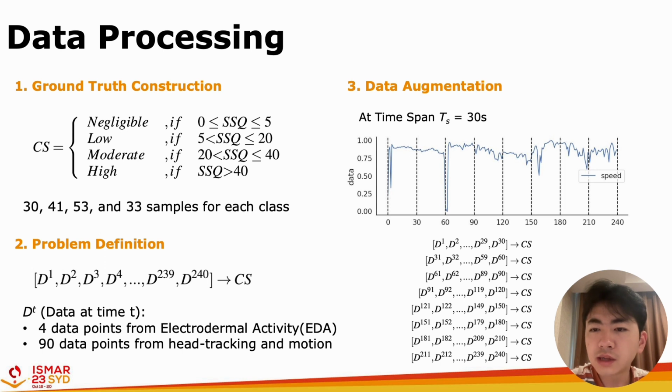To further increase the sample size, we divide the original 4-minute data into multiple segments using different time spans. For example, with a time span of 30 seconds, the sample size can be increased by a factor of 8, and the problem becomes prediction based on data from the first to 30 seconds, then from 31 to 60 seconds, and so on.